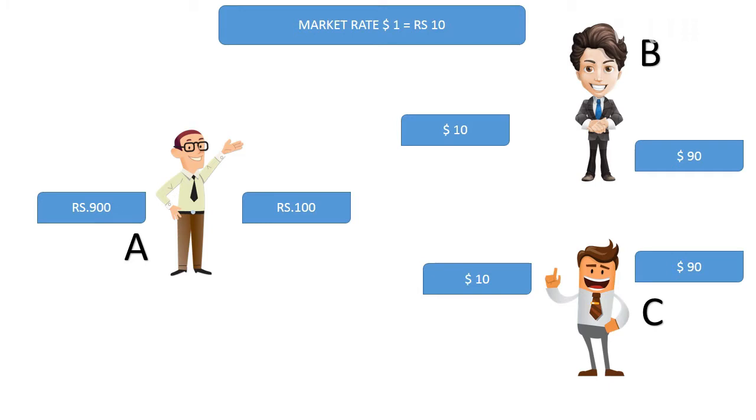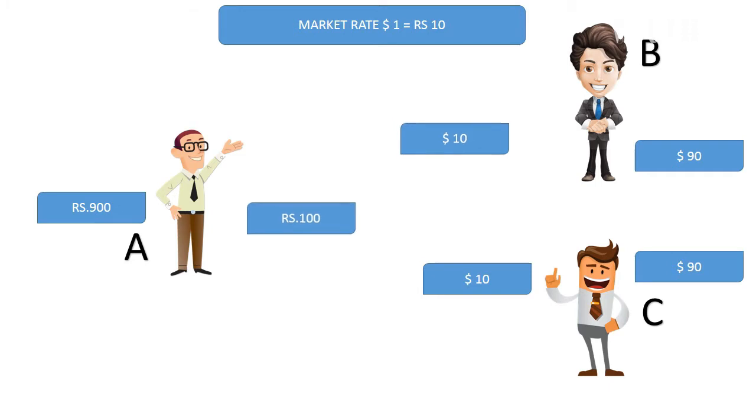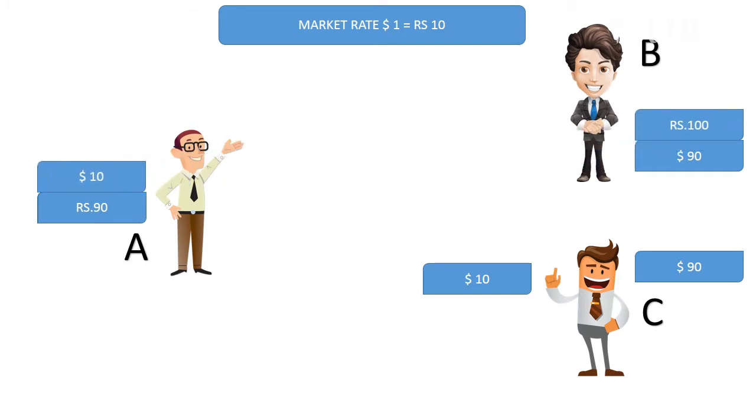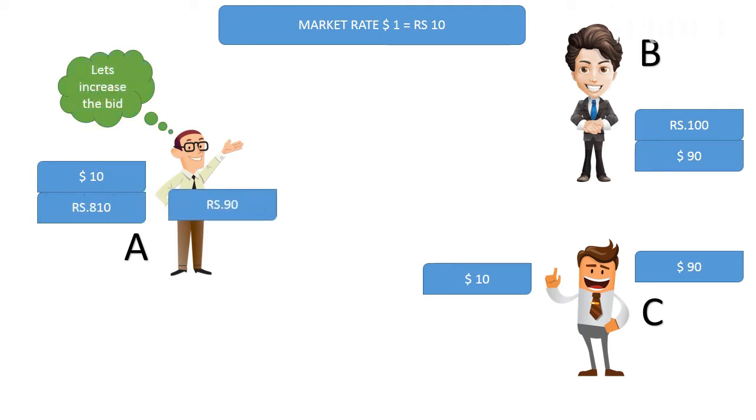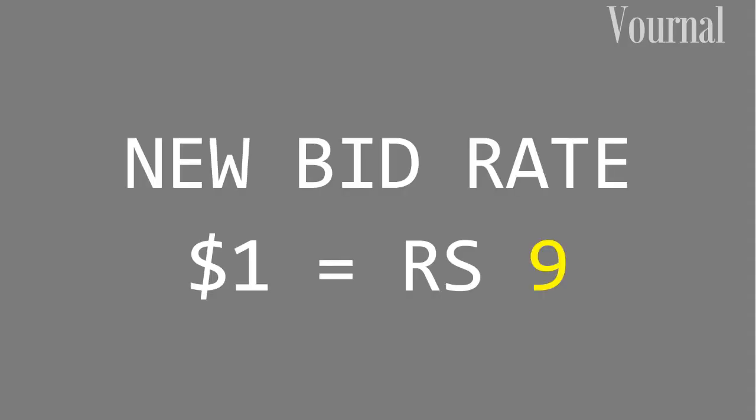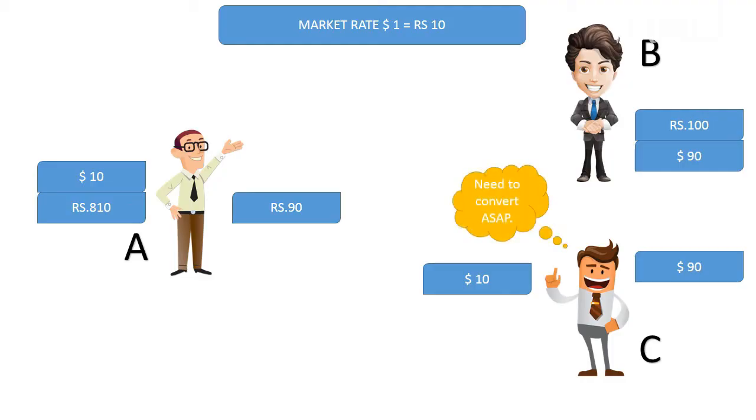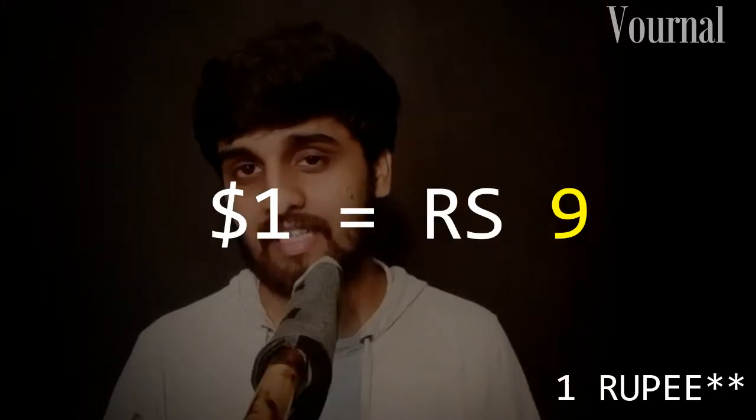Now let's assume B placed his offer before C, so he successfully exchanges with A. Here C's offer is left out. Looking at the speed of the transaction, A realized that there is a demand for rupee, so he increases his bid. Now he offers only 90 rupees for $10. C also understood that the demand is shifting towards rupee, so now he wants to convert his dollars into rupees as soon as possible. So he immediately buys 90 rupees from A for $10. See how with this simple exchange between three people, the dollar exchange rate decreased by 10 rupees.